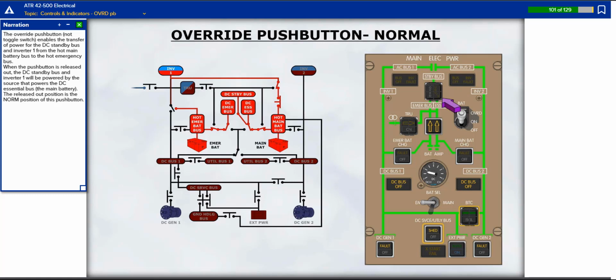When the push button is released out, the DC standby bus and inverter 1 will be powered by the source that powers the DC essential bus. The released out position is the normal position of this push button.